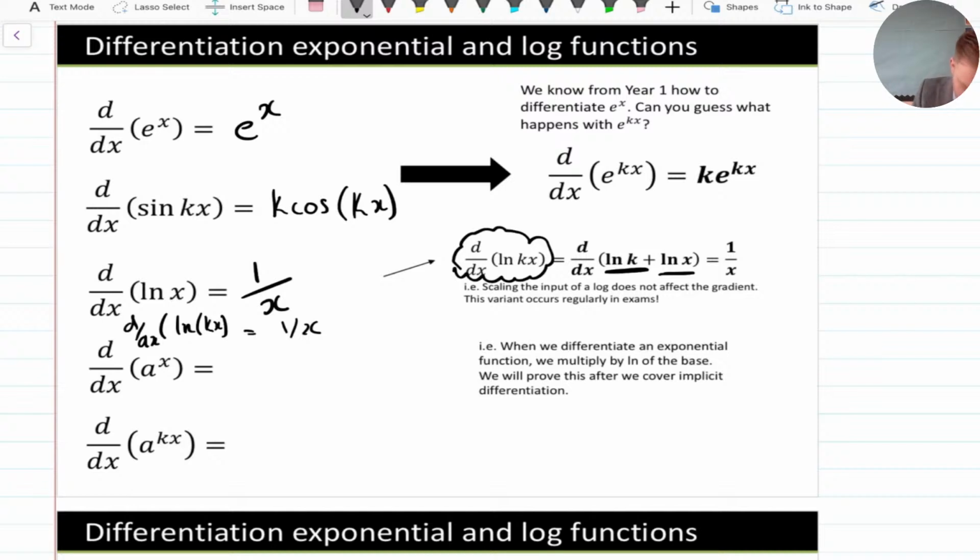This next one is new. Now, again, there is a proof of this. I can go through that proof. I'm not going to do it right now. If I differentiate a to the x, it is equal to a to the x times ln a. And a to the kx differentiates to a to the kx times k ln a.